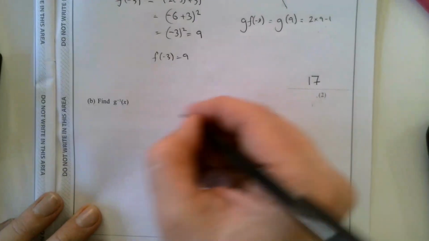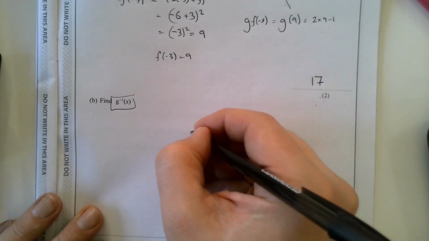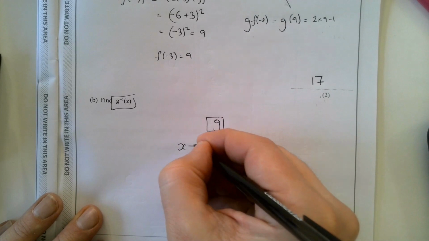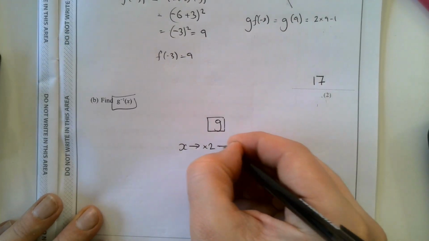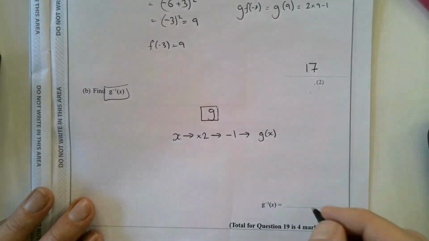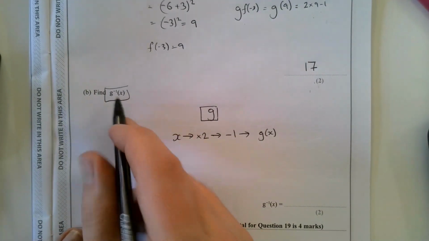Right, inverse functions. There are different ways to explain it. I just think having a flow chart makes sense. I've got this machine called g. It takes x, multiplies it by 2, and subtracts 1, and you get g of x. There you go, done.